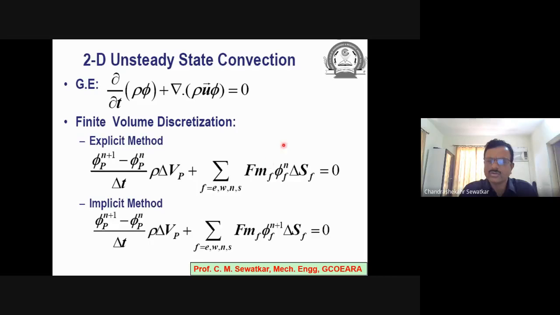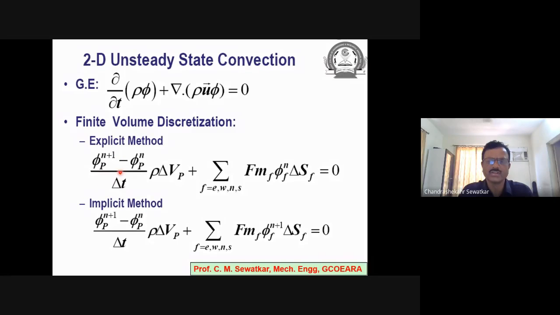So all the current values are known to me from either initial guess or initial condition. Especially in a steady state problem, it is initial condition. So I can calculate phi f values from initial conditions. FMF is known to me, delta SF is known to me from grid generation. So the only unknown left is phi p at the next level, which I'll find out, and I can scroll through all the cell centers and find it for all the cell centers. That will represent the value of phi p at the new time instant.